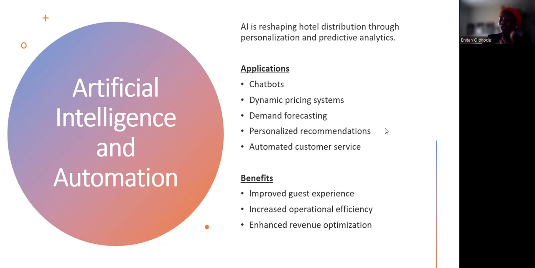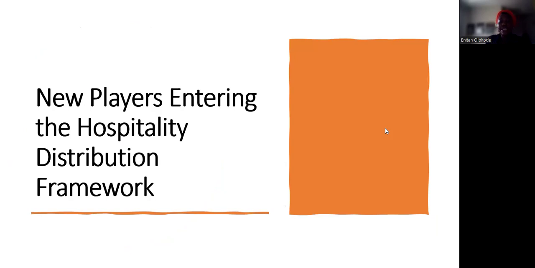So as AI continues to mature and develop, its role in hospitality distribution is expected to expand significantly. And we also need to follow that trend. We need to invest in it for us to achieve our desired goals. Now, on to the next slide.